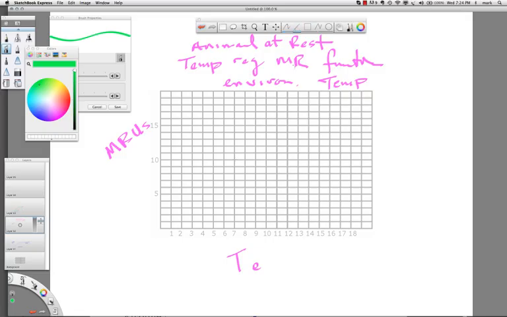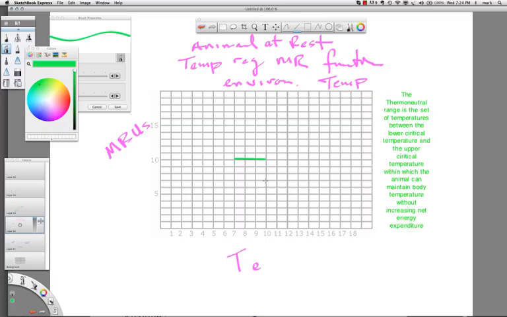Any animal that regulates its body temperature will have a set of environmental temperatures within which it doesn't have to spend any energy to regulate its body temperature. That range of temperatures is known as the thermoneutral range. The minimum value of the thermoneutral range is known as the lower critical temperature. The upper value is known as the upper critical temperature.